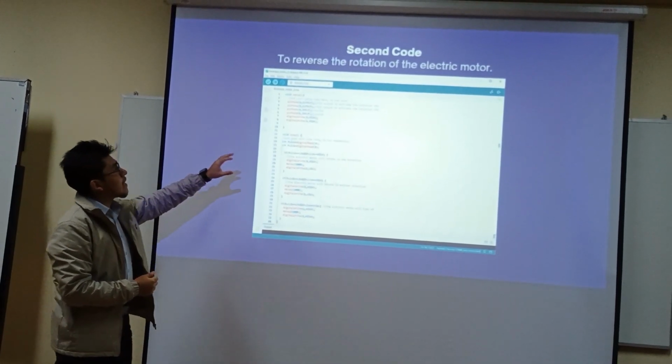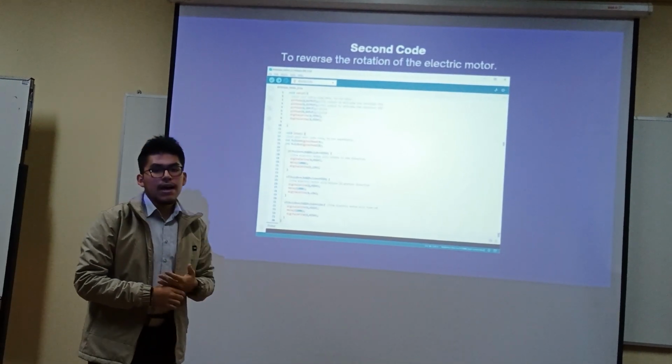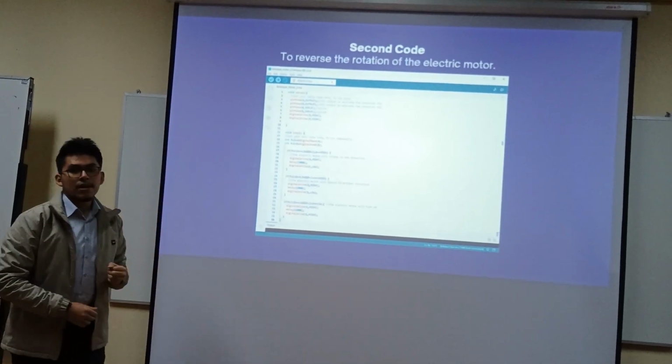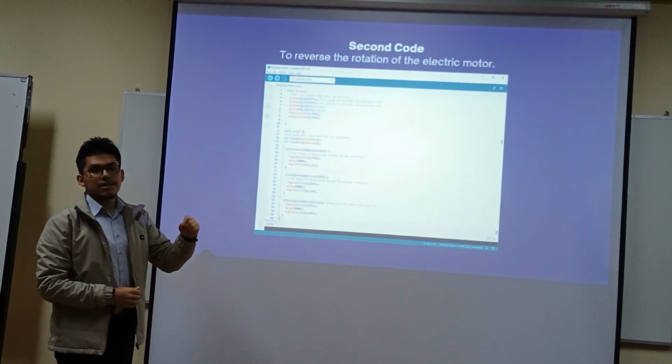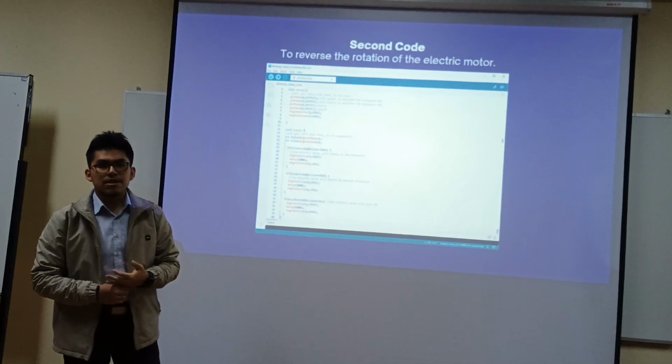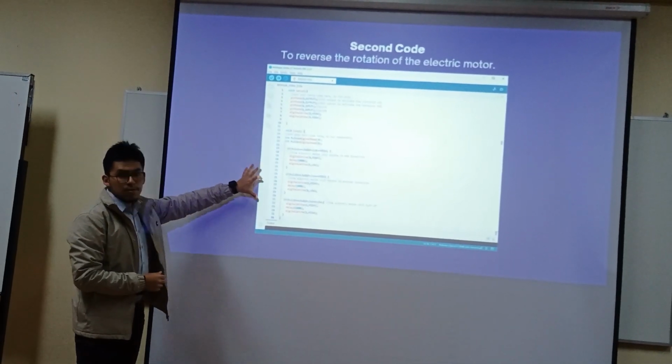Here we have the second code to reverse the rotation of the electric motor. And here we have two parts too. First, the setup function. Similar to the first code, we set up the pins in the setup function. Both contactors are initially set to high to keep the motor off. And the second part, the loop function.